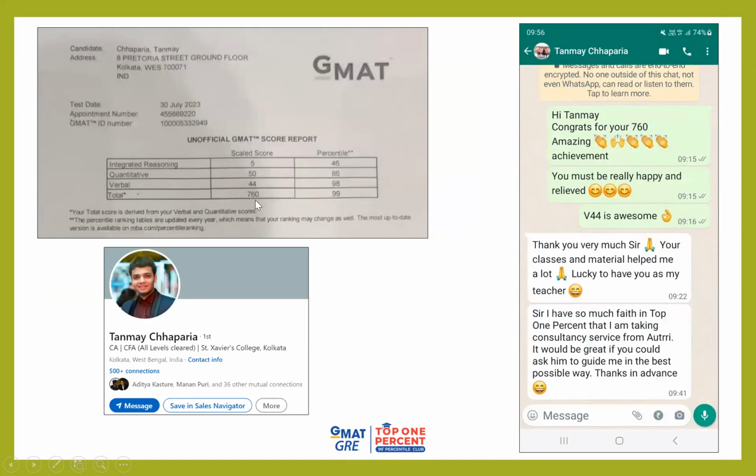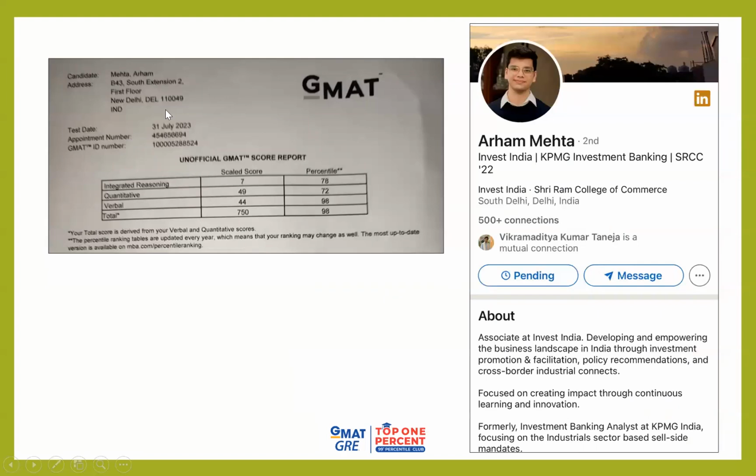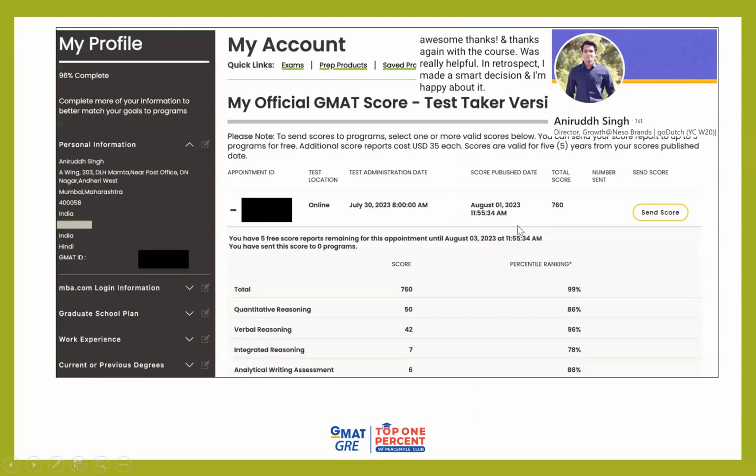30th July, we got a 760 score once again. So what did I say? 28th, 2 scores, 29th, 1 score, 30th, again 760, you can see Tanmay got a score of 760. 31st, we again had a 750 score. And this. So 5 days, look at the number of scores. 760, there's another person called Anirudh.